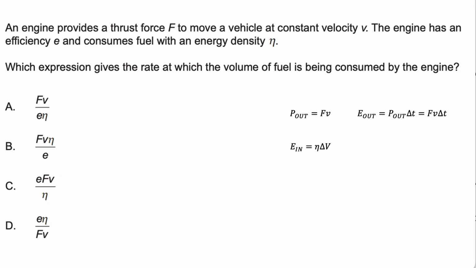Now the link between these two equations, I appreciate it's a tricky one. Okay, we're going to use efficiency. Is energy out over energy in. In this case, energy out is FV delta T, and then we've got on the bottom our N delta V. Why is that relevant? Well, hopefully you can see now we can rearrange this for delta V over delta T, which is equal to FV over NE or EN, which is the answer which is given in A.